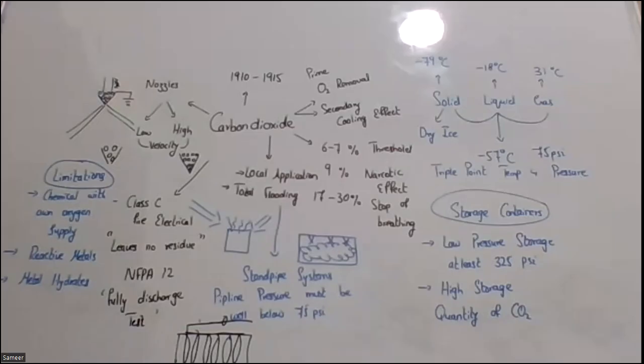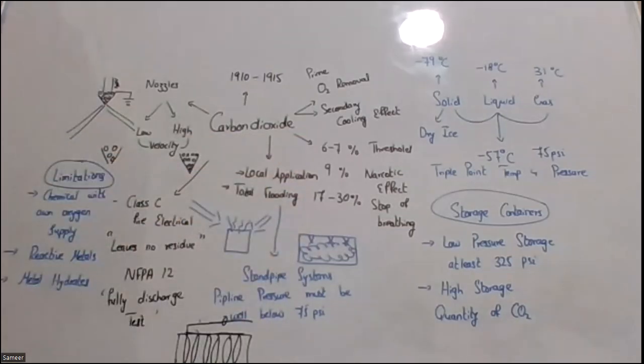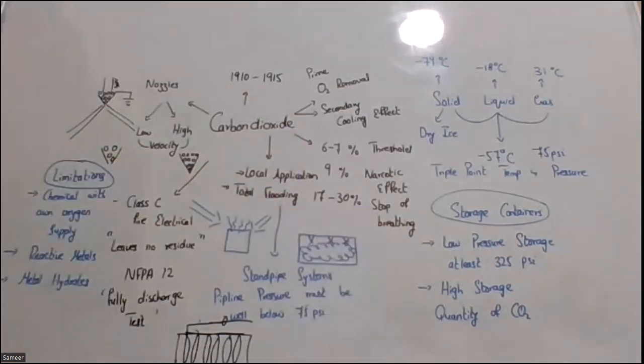Okay, so this is for the carbon dioxide systems. Then we'll cover important points for the examination. They usually ask about the triple point pressure and temperature. Then they can ask you about a concentration of carbon dioxide that can be dangerous for the human body. Storage container pressure, at least what is the minimum pressure that is required.